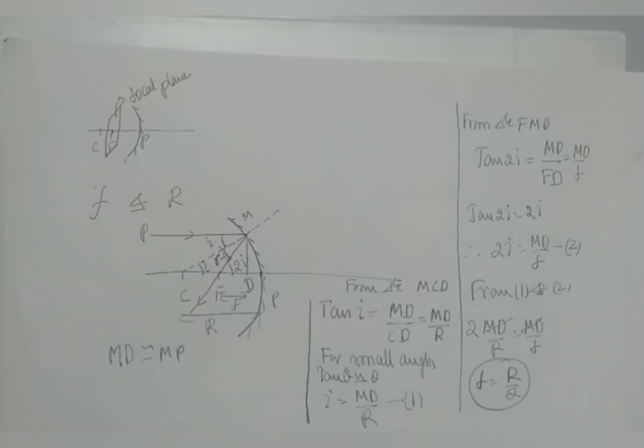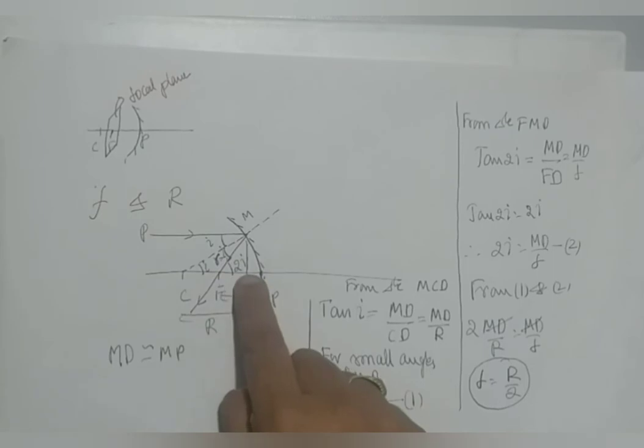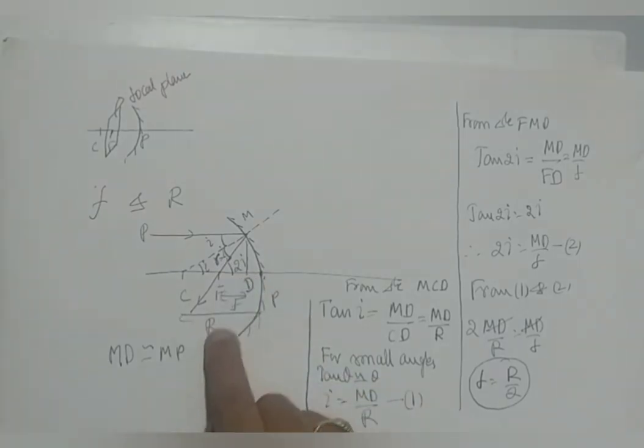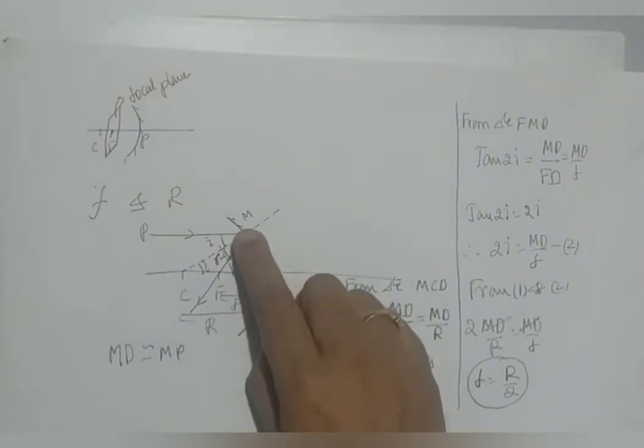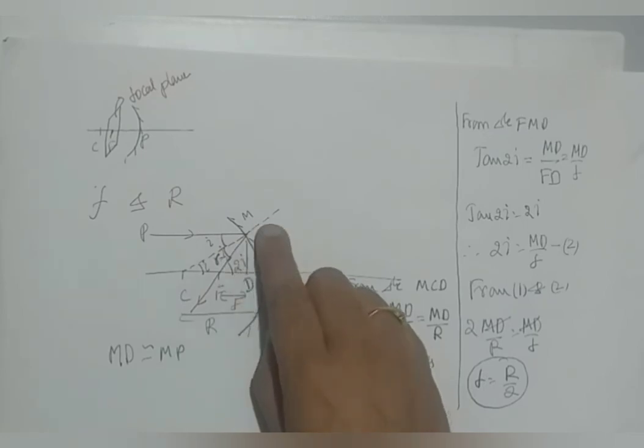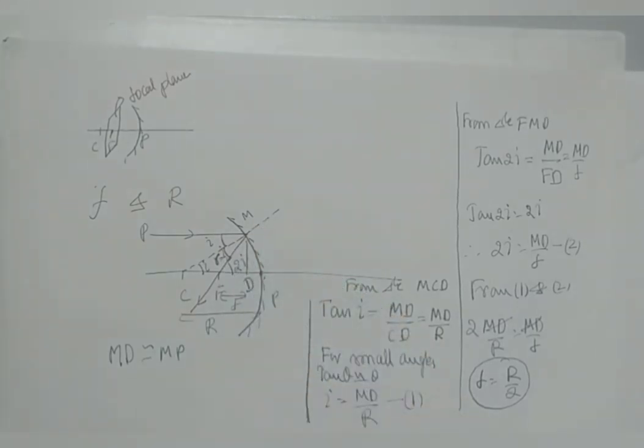How to think, say, to connect F and R. Observe F is in the triangle MFD and R is in the triangle MCD. Therefore, in both the things, MD is same. That means opposite side for I and 2I remains same. That will tell you, you can take tan. Therefore, I start like this.